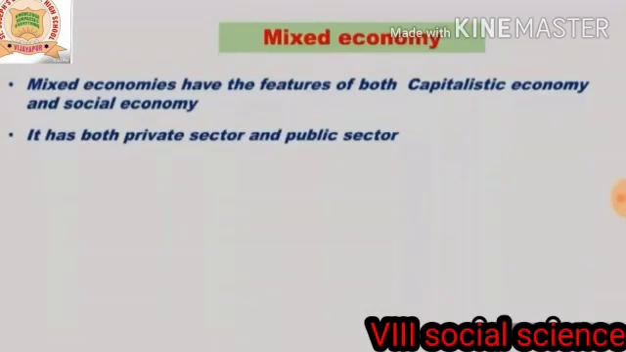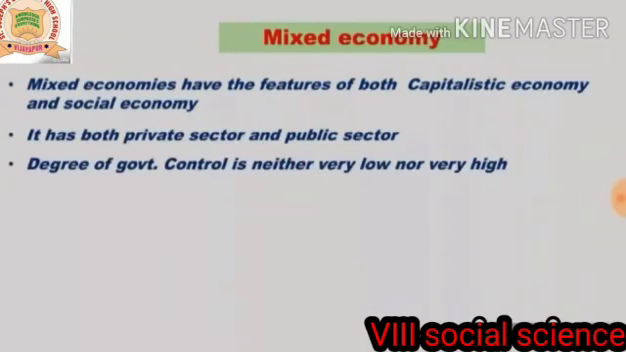Now we shall learn about the mixed economy. A mixed economy combines the good features of both the capitalist and the socialist economy. It has a combination of elements of both the free enterprise capitalist economy as well as the government controlled socialist economy. It is defined as an economic system where the public and private sectors coexist. So here both private and public sectors coexist.